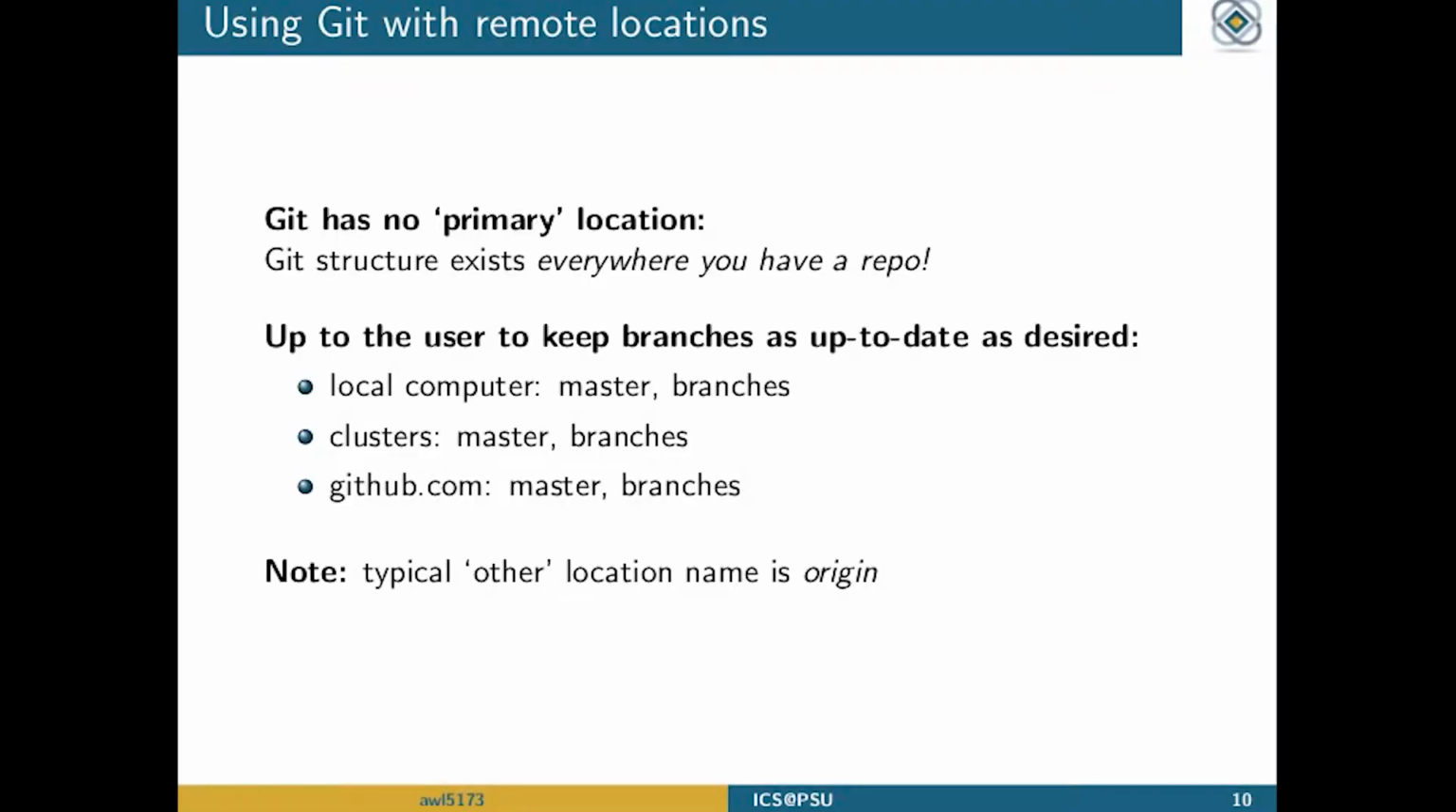Okay, so I mentioned this before, but Git doesn't have a primary location where you know this is always where it is. This Git structure that exists with all the branches exists everywhere that you have a repository. And so it is up to you as the user to keep any other locations other than the location that you're actually working at as up to date as you desire. Right? So typically people will have their own Git repository on their local computer. They'll have it on the ACI clusters or whatever other cluster you're on.